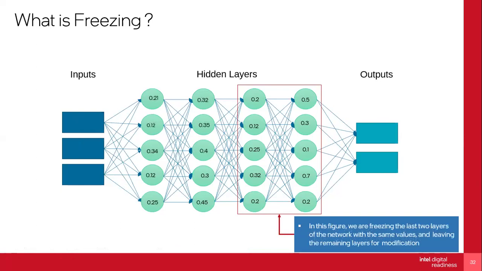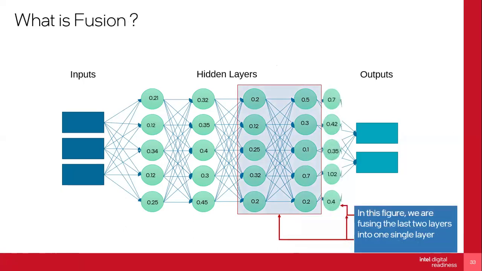The next one is, see here, we are freezing the last two layers of the network with the same values and leaving the remaining layers for modification, right? So whatever the same values, 0.2, 0.2 and 0.7, all the same layers we're going to keep, because these two layers and these two layers are the same, right? So any one of these two layers alone we are just keeping, the remaining we are freezing, so that we can use it for the testing period, okay? We are just taking a small amount of data, not duplicate data, so that the remaining layers are for modification. That is what freezing is.